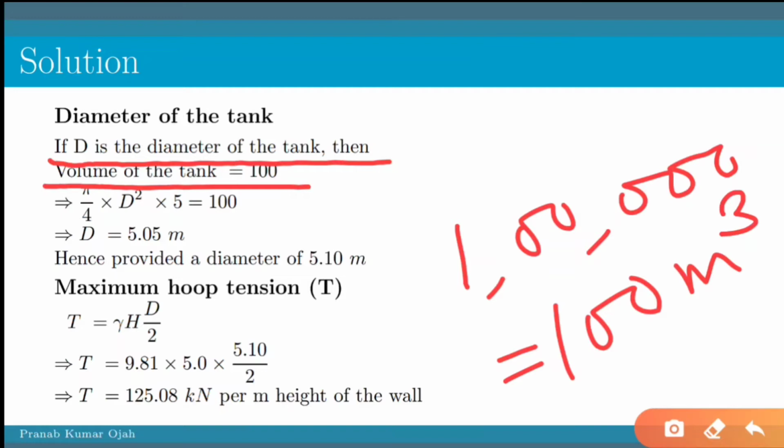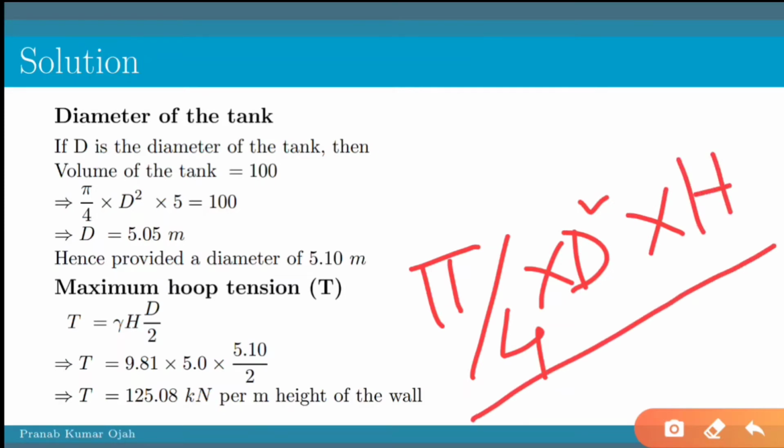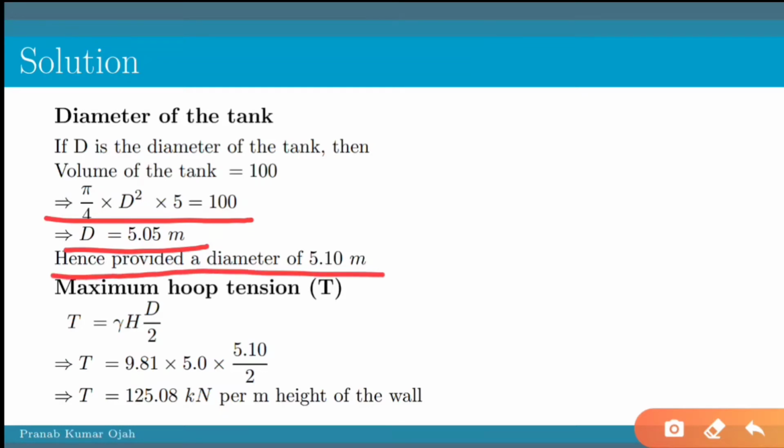So the volume of the water tank will be pi by 4 into D square into H. Pi by 4 into D square is the area. If I multiply with the height, it will give us the volume. And this should be equal to the capacity of the water, which is 100. So from this equation we can calculate the diameter. So the diameter of the water tank for the water capacity of 100 meter cube should be 5.05 meter. It should be the minimum diameter of the tank. Hence we have provided a diameter of 5.10 meter.